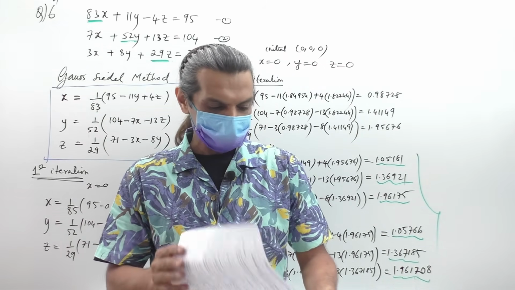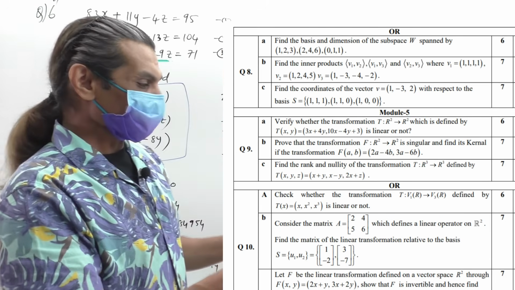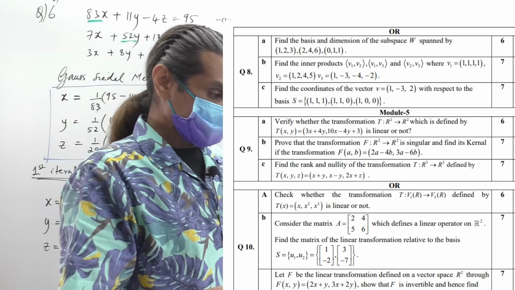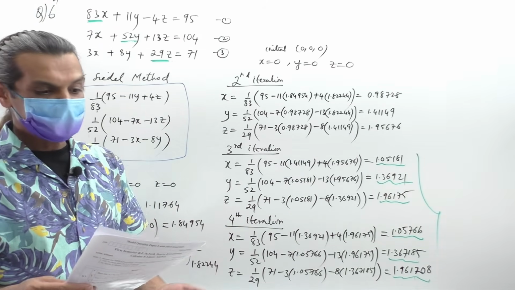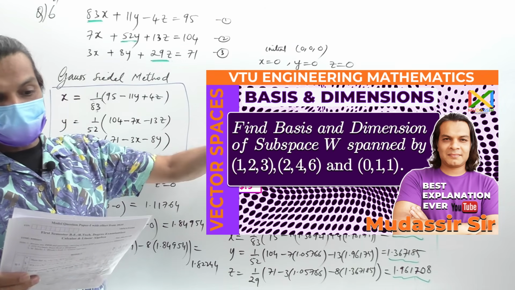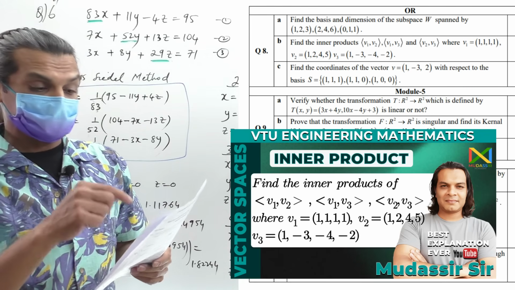Next you have module 4 here. Question 8: find the basis and dimension of the subspace. Very important question. Again, as I told you, all questions from module 4 and module 5 have been solved. For question number 8A, you can see the solution here. The link is given, please refer to that. Question number B is also an interesting question, inner products. They can ask the same question.